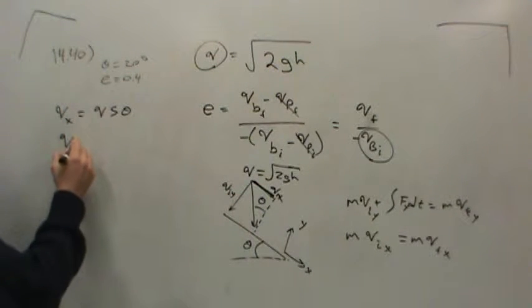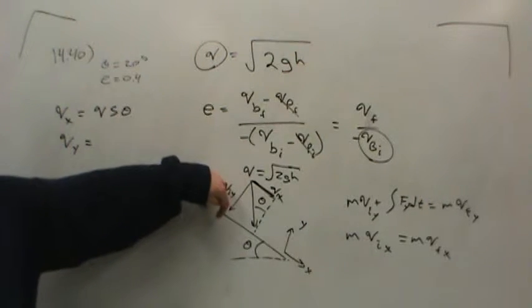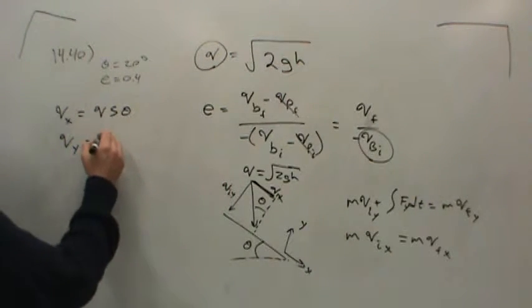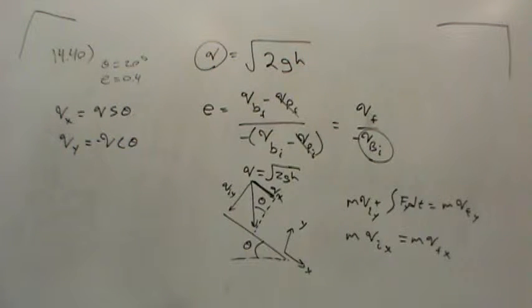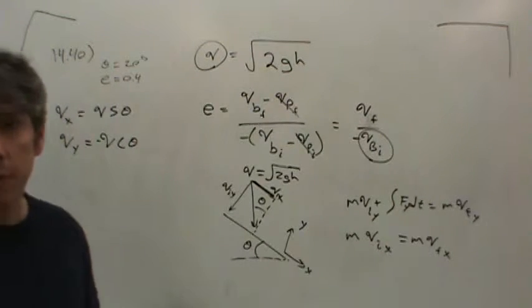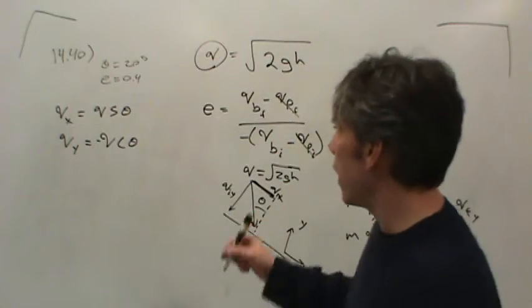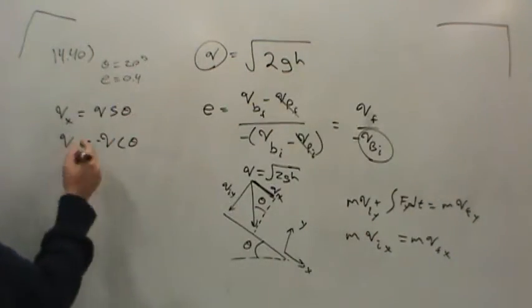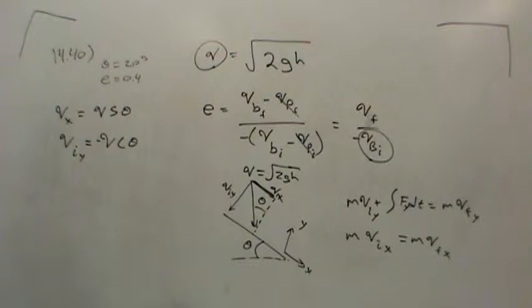How about Vy? We have to be a little bit careful here because Vy actually has a negative component. So it's not just V cosine theta, it's negative V cosine theta. Okay? We have to be a little bit more particular in this chapter with our directions than we did in chapter 13. Okay? So Vy, and I'm not being very careful here, what I've called Viy, before impact.